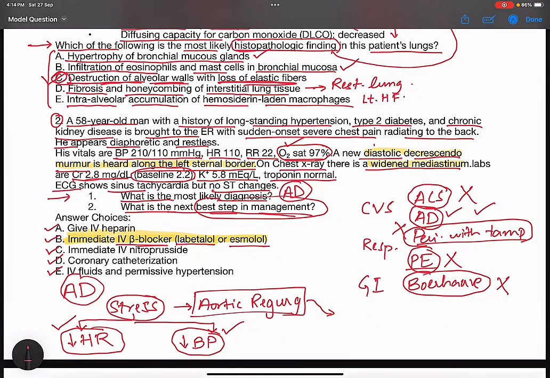If we give this patient IV nitroprusside, it would decrease blood pressure, but by reflex mechanism, it would increase the heart rate and worsen the condition. IV heparin is not indicated in aortic dissection, but rather contraindicated as it would further deteriorate the patient's condition. Coronary catheterization is indicated in ACS, which this patient doesn't have, and IV fluids and permissive hypertension is indicated in stroke, which this patient also doesn't have, so we can exclude this option as well. So the correct option is immediate IV beta blockers like labetalol or esmolol.